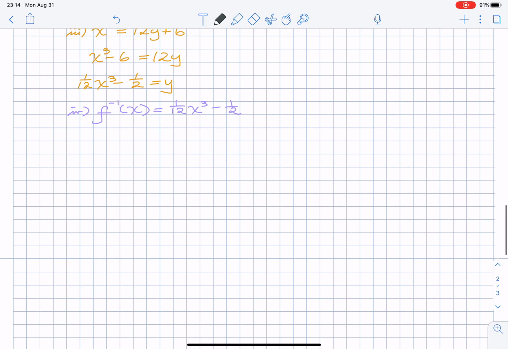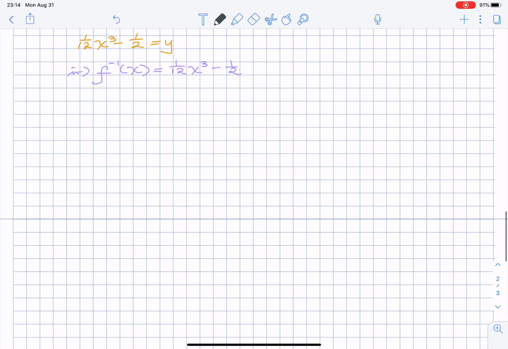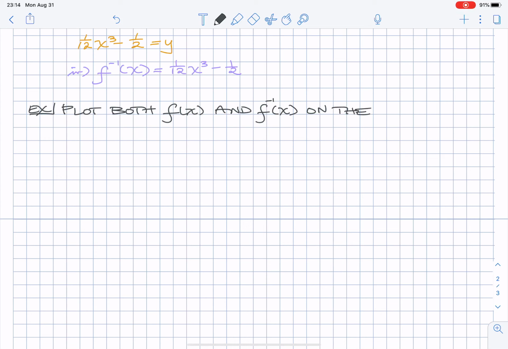Okay, so let's go ahead, another example. Let's plot both f of x and f inverse of x on the same set of coordinate axes.